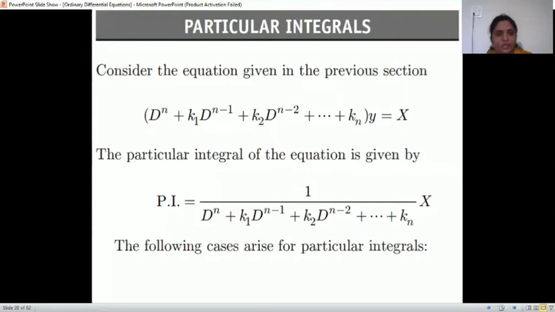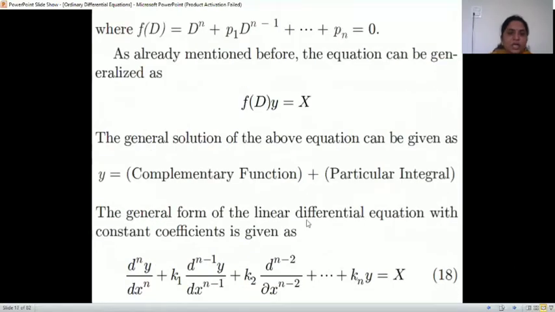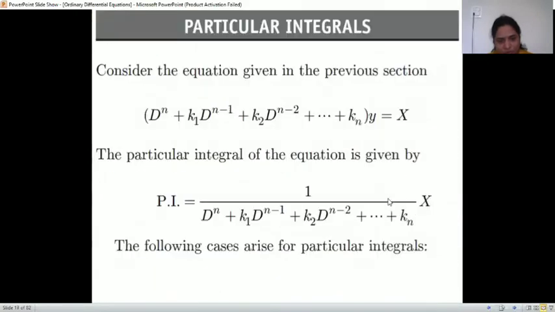Okay, next is particular integral. As it needs, the solution needs what? Its solution needs complementary function and particular integral. This part is of complementary function.